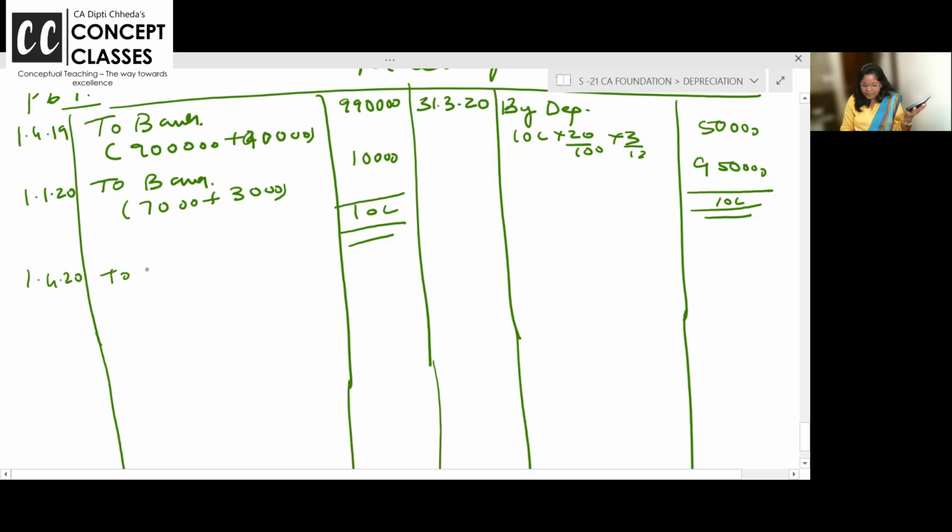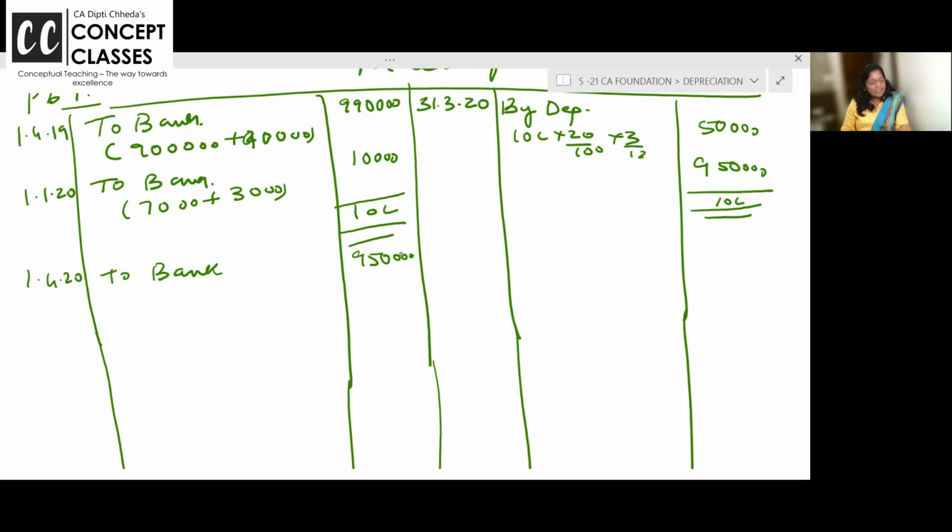1st April 20, to bank 950. All clear to all of you? Anyone who is confused, write down the note that even though the machinery is purchased in April, installation and commercial production started in January. So we have charged the depreciation only for 3 months.